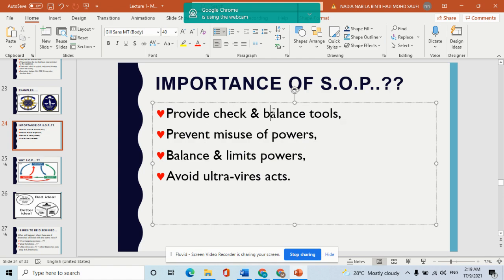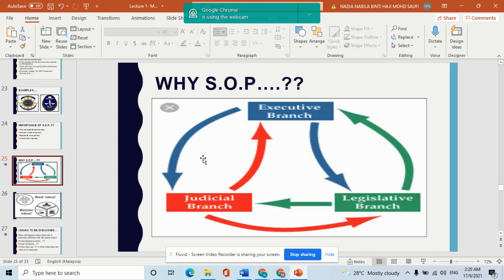Check and balance tools here means that, as an example, I'm in the judiciary. What I can do is request for legislation drafted by the legislators to be amended, not for purposes of provoking, but for purposes of improving the law to become a better set of law. So to provide check and balance tools, not just the judiciary providing check and balance to the legislator. It could be the other way around. It could be in any manner, as stated in this diagram.